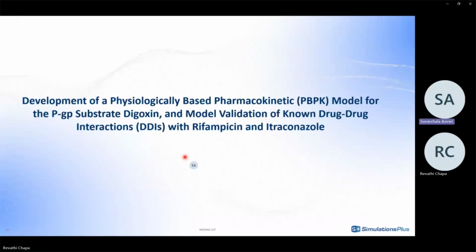So until now, what we have seen is the basic assumptions or the model considerations, the challenges, and how we approach building a DDI PBPK model for any DDI studies. So now we will look into one of the case studies, for a PGP substrate digoxin, where we built the physiologically based pharmacokinetic model and then validated it for known drug-drug interactions with the PGP inducers and inhibitors like rifampicin and itraconazole.